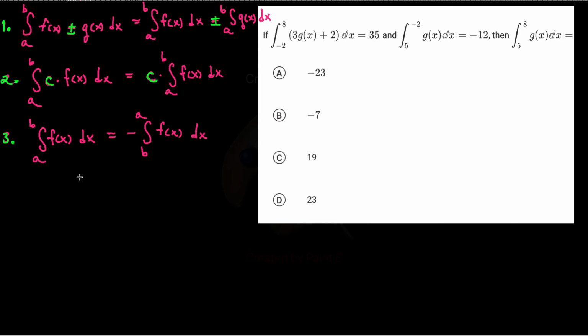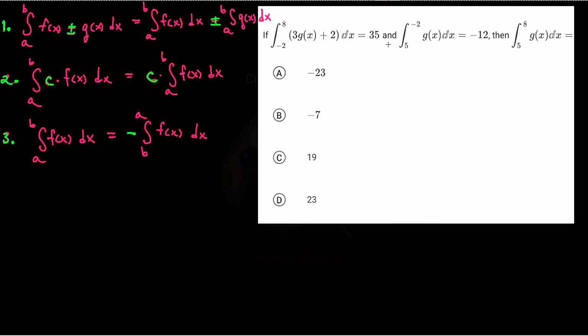And then the last one we've gone through a few times, I think. It just basically says that if we swap the bounds of integration, the limits of integration, if I put a on the top and b on the bottom, this just gives me a negative sign. So the relationship between these two is that one is the negative of the other. Now let's use these properties to answer this question.